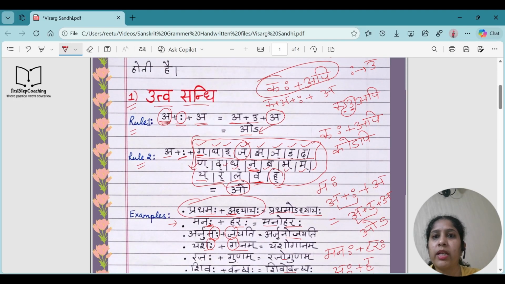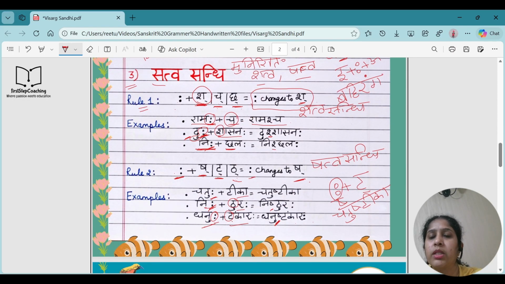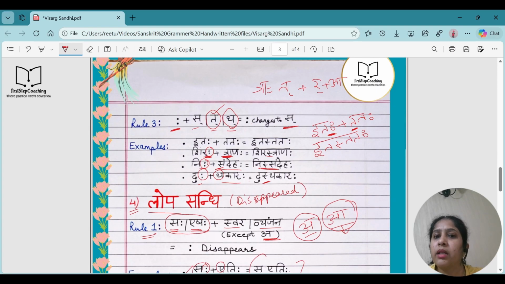The first one we did was utva sandhi, in which the visarg is changing to u, and a and u together are becoming o. The second type was the rutva sandhi, in which the visarg is changing to ra. The third type was sattva sandhi, in which there were three rules. Rule 1 says if after a visarg you have sha, cha, chha, the visarg will change to sha. The second rule says that if after a visarg you have sha, ta, tha, the visarg changes to sha, shatkun. And the third rule says that after a visarg you have sa, ta, tha, then the visarg is changing to sa.